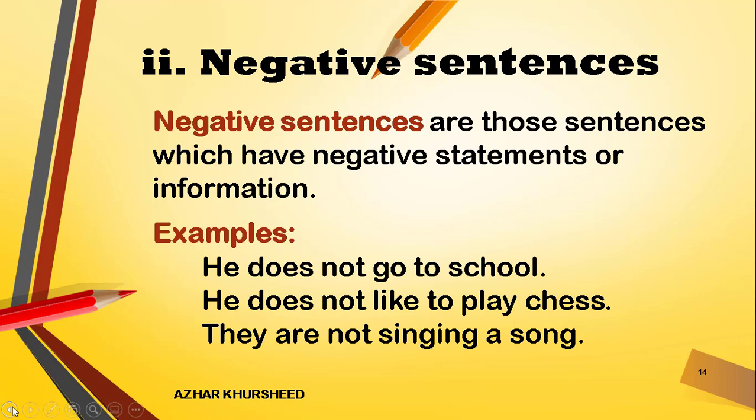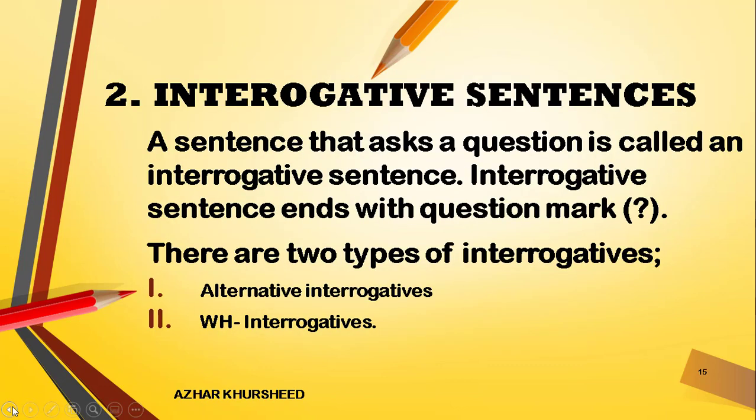Then comes the second kind of sentence, interrogative sentences, which are used more in our daily life whenever we come into conversation. We start with, hey, how are you? Like a question. What is a question? What is interrogative? Let's learn it. A sentence that asks a question is called an interrogative sentence. An interrogative sentence ends with a question mark. There are two types of interrogatives, alternative interrogatives and WH interrogatives.